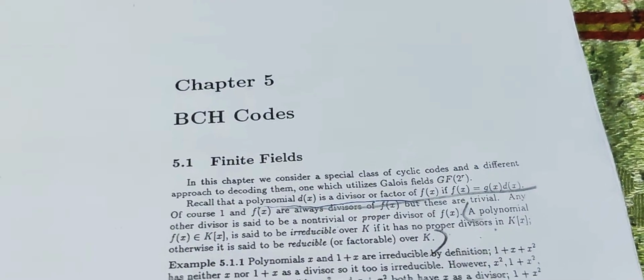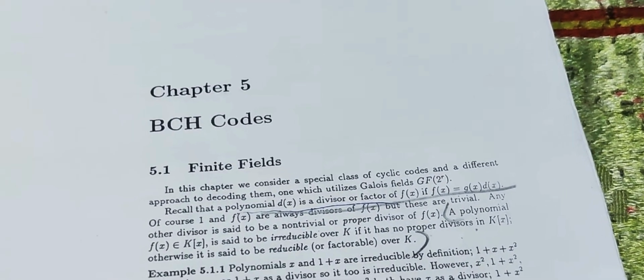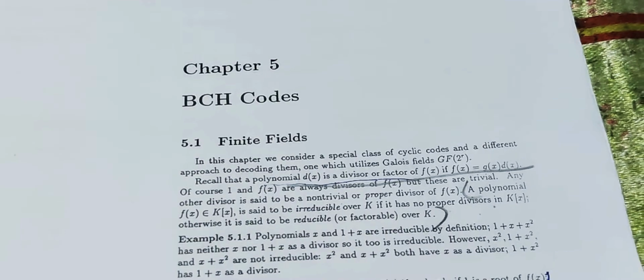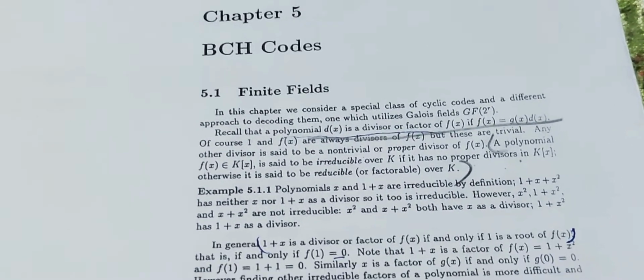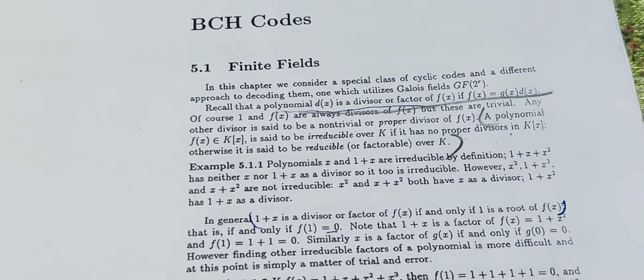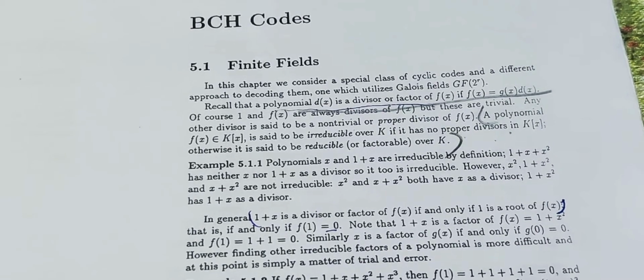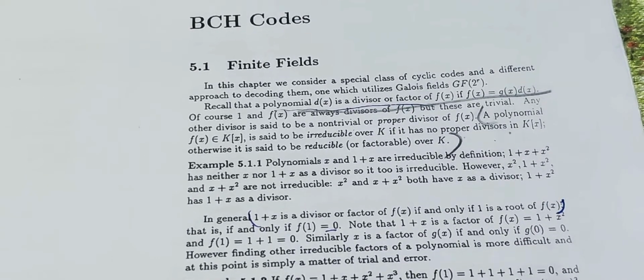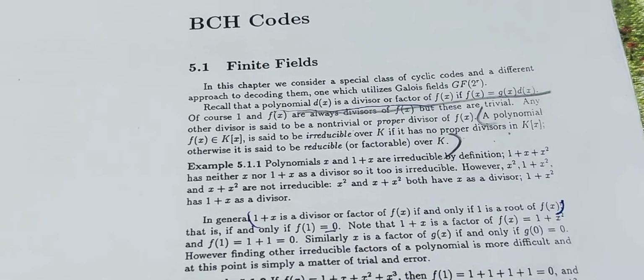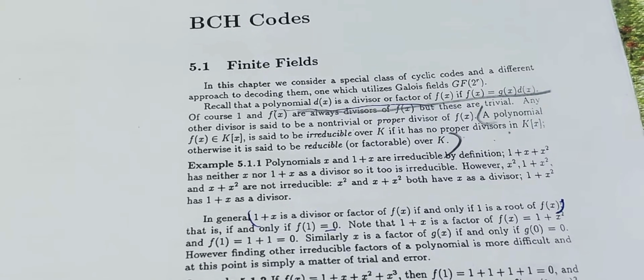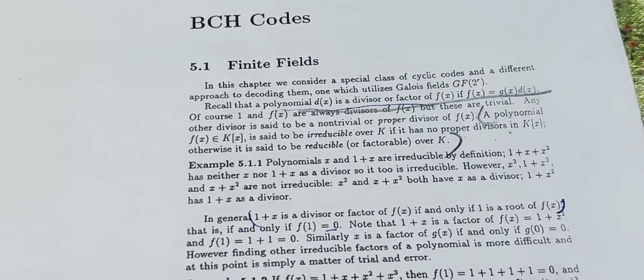Next, chapter 5, BCH codes. The next type of code is BCH, so there is a detailed study. First, in the first section we study finite fields. We have already studied algebraic concepts: Galois field, Galois theory. What is a Galois field? GF of 2 raised to R.